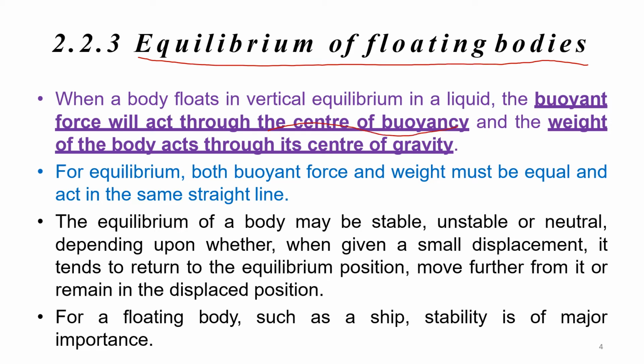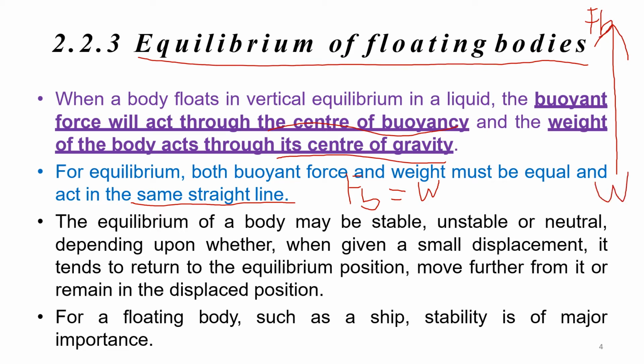So we have the center of buoyancy. And another one is the center of gravity, where the weight of the body will act. Okay, and when it is considered equilibrium, it means that the buoyant force Fb is equal to W and acts in the same straight line. So we have a straight line. Above is Fb, and below is the weight. And then we have the center here.